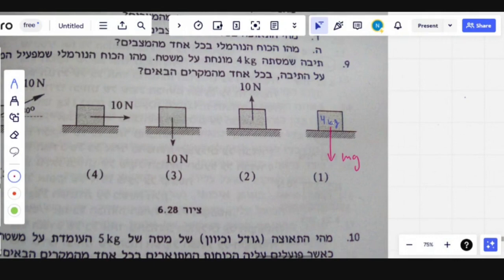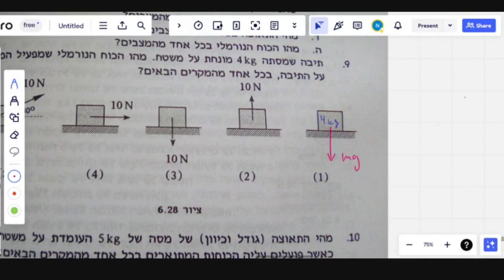What does it mean, koach normali? Koach normali means the normal force. When we have an object on a surface, the surface is going to apply a force on this object, and this force is called the normal force. What's important to know about it is that it's always perpendicular to the surface that's applying it.